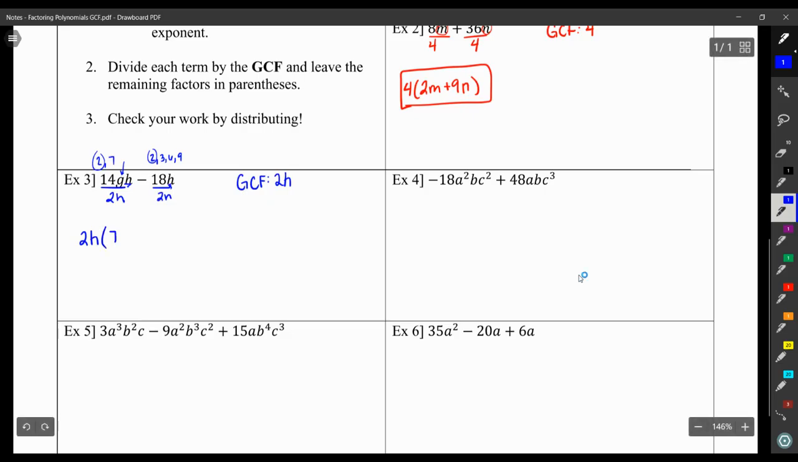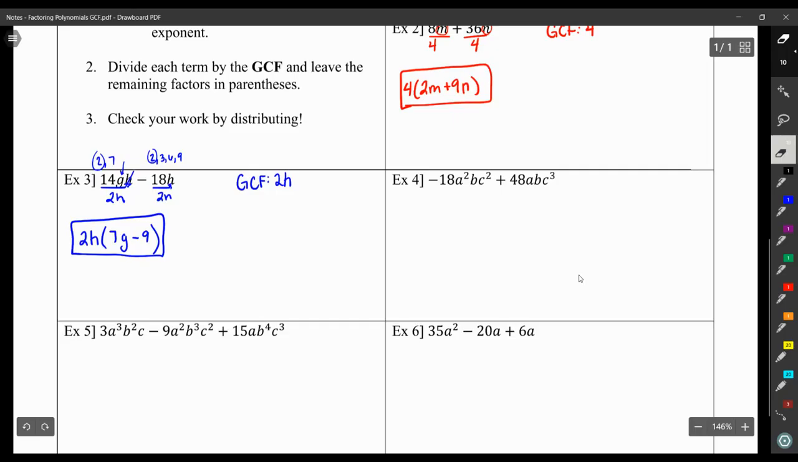14 divided by 2 is 7. And if you divide out h, the h's are gone, and all you're left with is g. Negative 18 divided by 2 is negative 9. And if I divide an h by h, there are no h's left. So here is the factored form for number 3. Let's look at example 4 together.